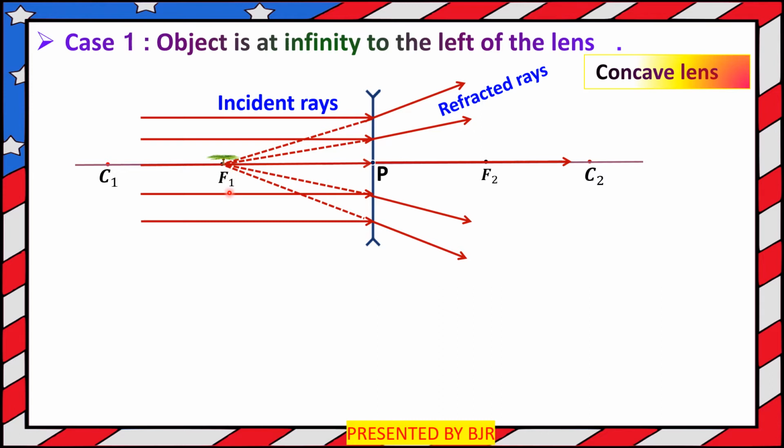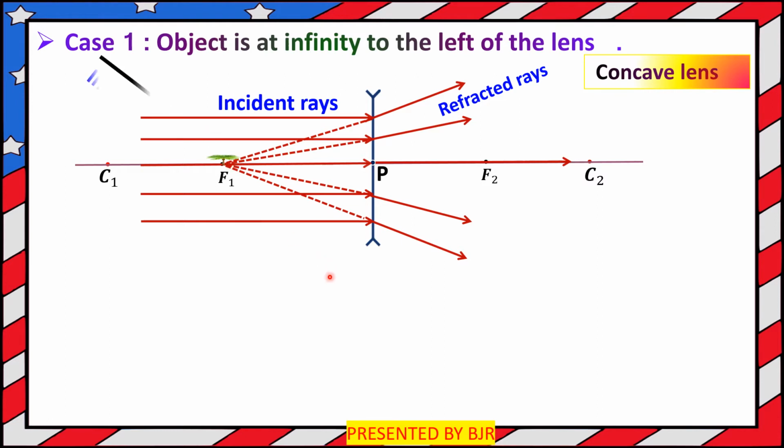So on the same side of the incident rays. So the image will be formed on the same side of the object. Object is to the left of the lens. Image also has been formed to the left of the lens here. Now let us write the properties of the image formed in this case.